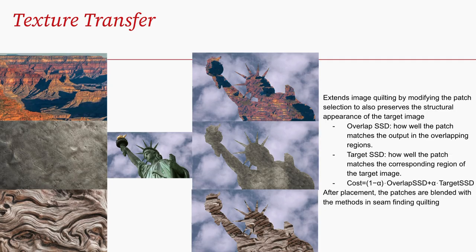Next, I implemented texture transfer, which extends image quilting by modifying the patch selection to also preserve the structural appearance of the target image, which takes into account highlights and shadows. I did this by computing 2 SSDs for each patch. The first is overlap, which is how well the patch matches the output of the overlapping regions. And second, a target SSD, which is how well the patch matches the corresponding region of the target image. I computed a cost function for this, and after placement, the patches are blended with the seam finding quilting method.